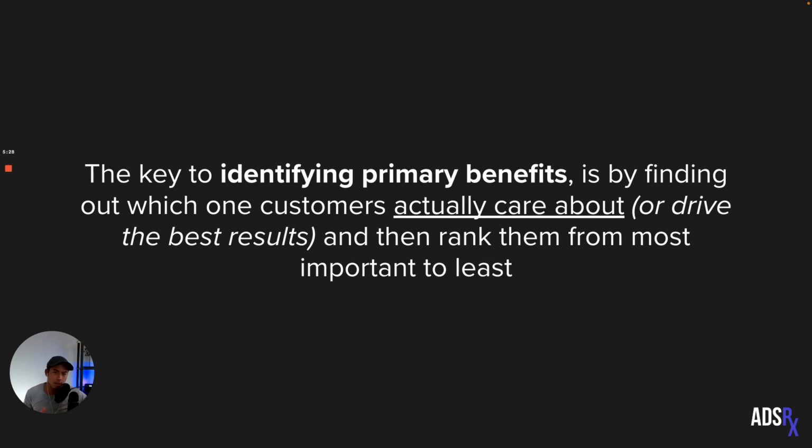The key to identifying primary benefits is finding out which one the customers actually care about or drive the best results, and then rank them from the most important to least important. Okay. Now, a product can have a ton of different benefits. Okay. But the ones that the people actually care about are the ones that we should be leading with as a marketer, as an editor.